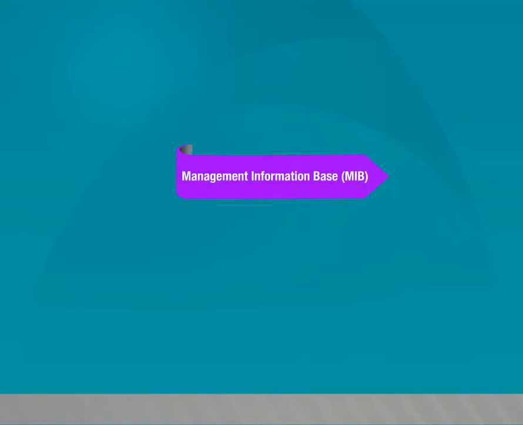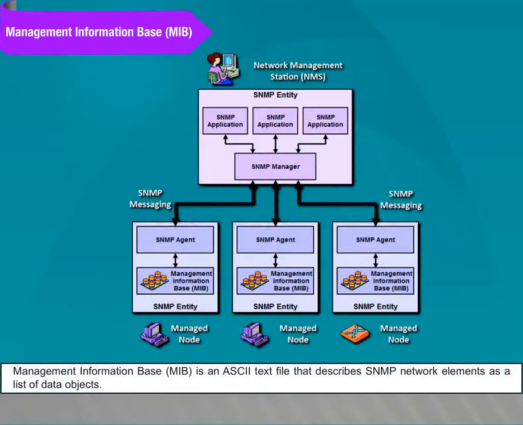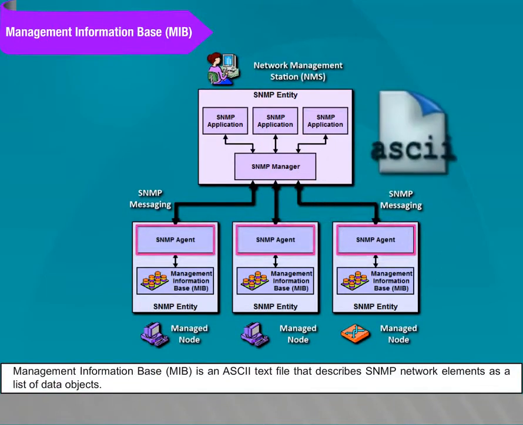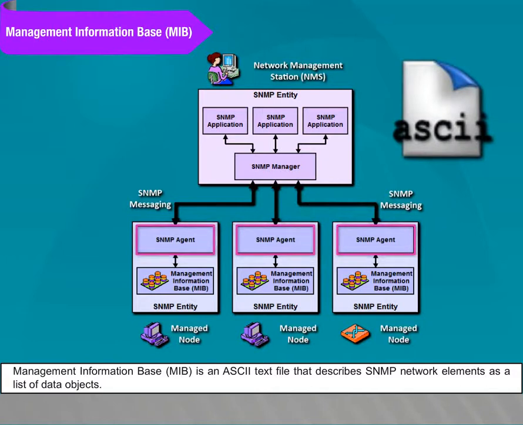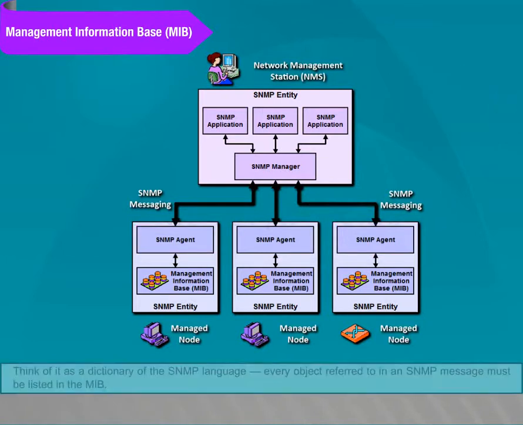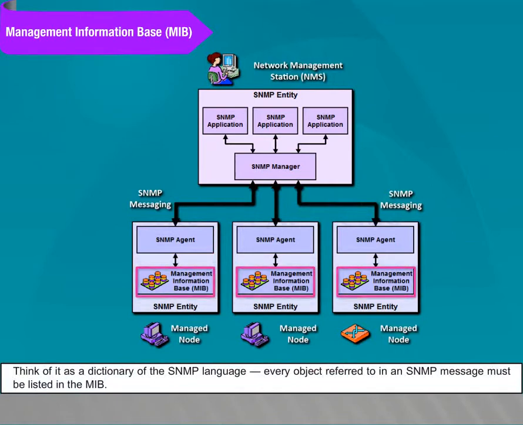Management Information Base (MIB). Management Information Base (MIB) is an ASCII text file that describes SNMP network elements as a list of data objects. Think of it as a dictionary of the SNMP language. Every object referred to in an SNMP message must be listed in the MIB.